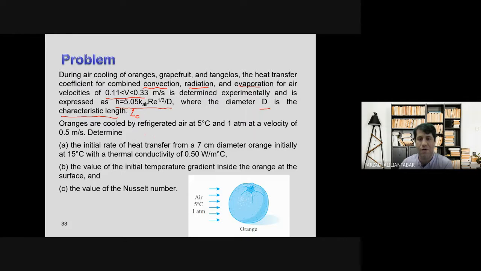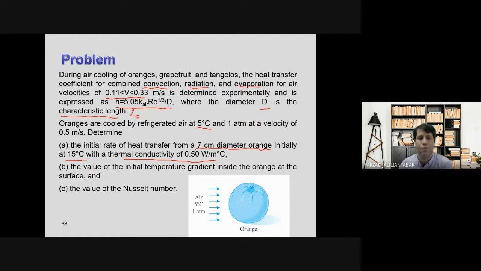Oranges, now here our question is about the orange. Oranges are cooled by refrigerated air at 5 degrees Celsius and 1 atmosphere at a velocity of 0.5 meter per second. Now we need to determine the initial rate of heat transfer from a 7 centimeter diameter orange, initially at 15 degrees Celsius, with a thermal conductivity of 0.50 watt per meter degree Celsius.